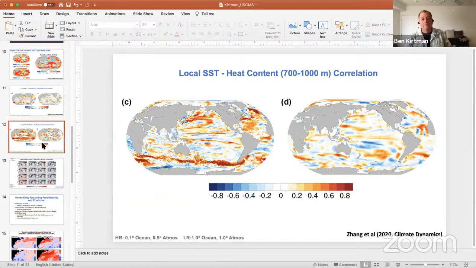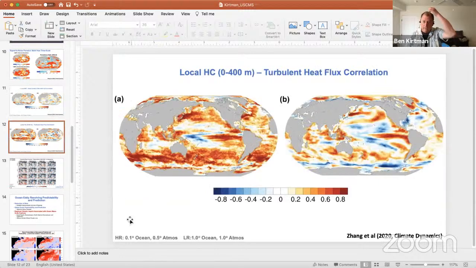When you look at this, the turbulent heat flux, same kind of story here. I'm looking at the upper ocean, but the same kind of story. If I went deeper, the correlation would go down quite a bit in the low resolution model in panel B, and in the high resolution model, it would also go down, but not really as much. And those eddy-rich regions still light up.